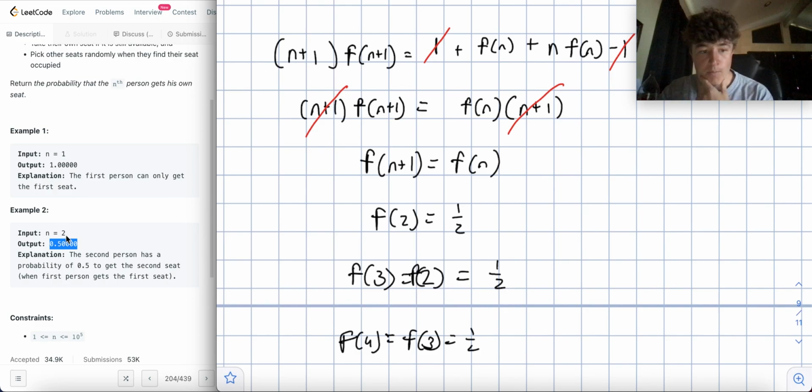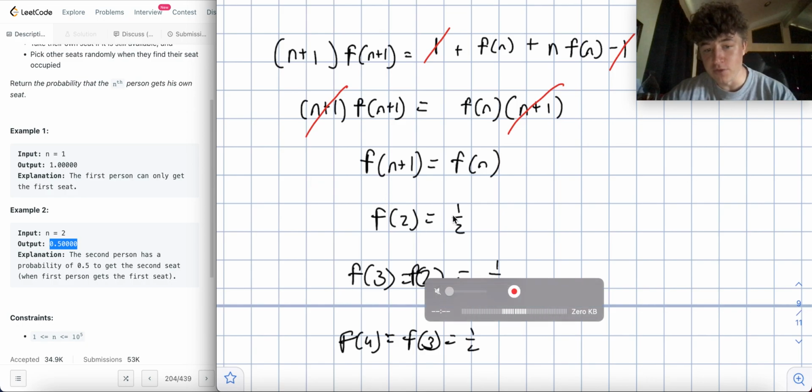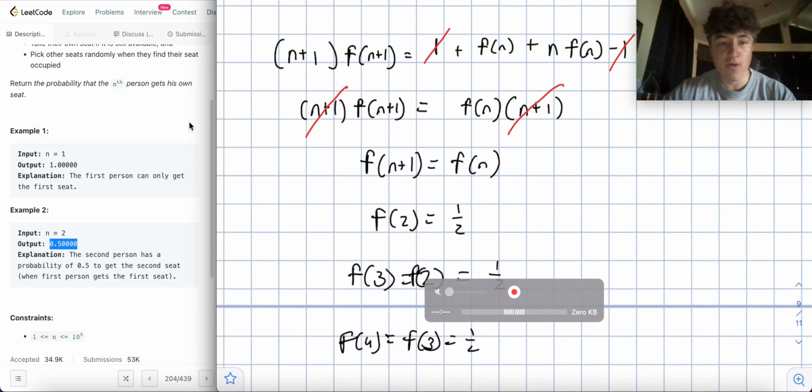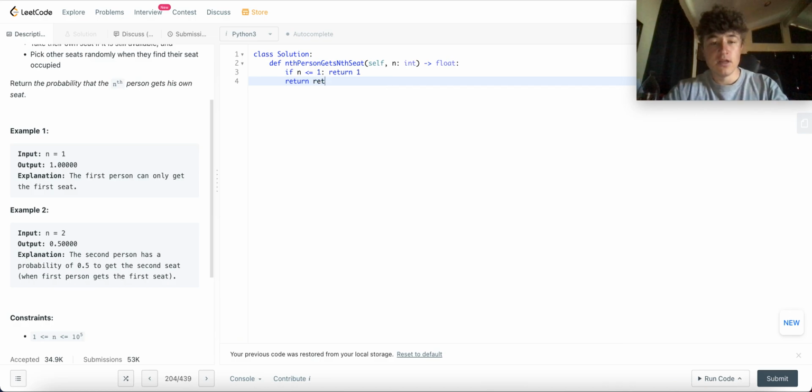But for 2, it's a half, because you can either choose the top or the bottom. So it makes sense that it's a half, because you have two choices. Either you have 2 seats, and you have half probability you choose the right one and the other one can get it. You have a half probability you don't choose the right one and nobody gets it. So f of 2 equals a half, f of 3 equals a half, f of 4 equals a half. With the exception of 1, everything equals a half.